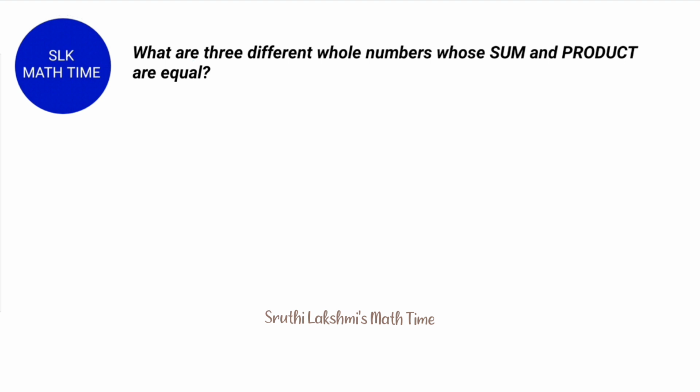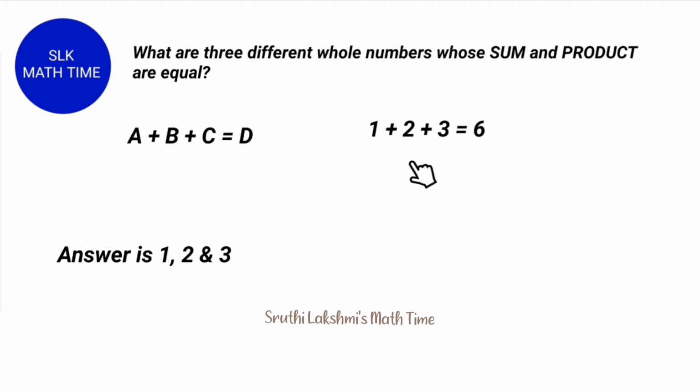Time's up. The answer is 1, 2, and 3. So if we add 1 plus 2 plus 3, the sum is 6. And now let's multiply 1, 2, and 3, and the product is also 6. So this is how you get the answer 1, 2, and 3. It's really simple, isn't it?